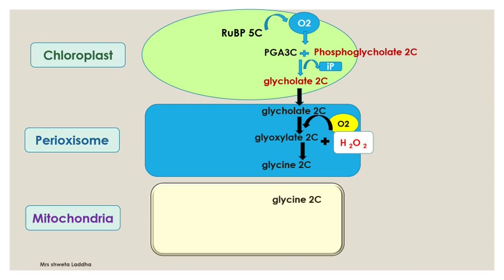In the matrix of the mitochondria, already there are a lot of glycine molecules. They react with each other, they give out carbon dioxide, and they form a 3 carbon compound amino acid called serine. So here you can see like respiration, oxygen is taken in the peroxisome, carbon dioxide is given out in the mitochondria in the presence of sunlight. So it is also called photorespiration.